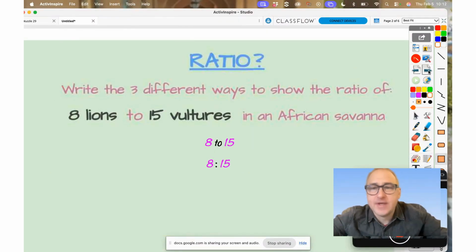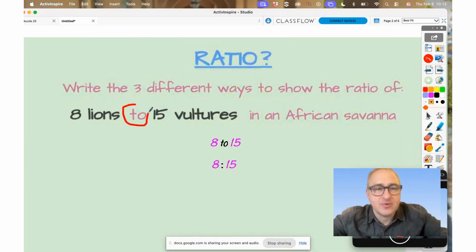Write 3 different ways to show the ratio of 8 lions to 15 vultures in an African savanna. Well, one way we can write it is the same way that it's written here, with the word "to." Since 8 lions comes first, we write that first, followed by the word "to," and then 15 vultures. The other way to write that is with this colon here, which is a period over a period. The final way you can write it is as a fraction.